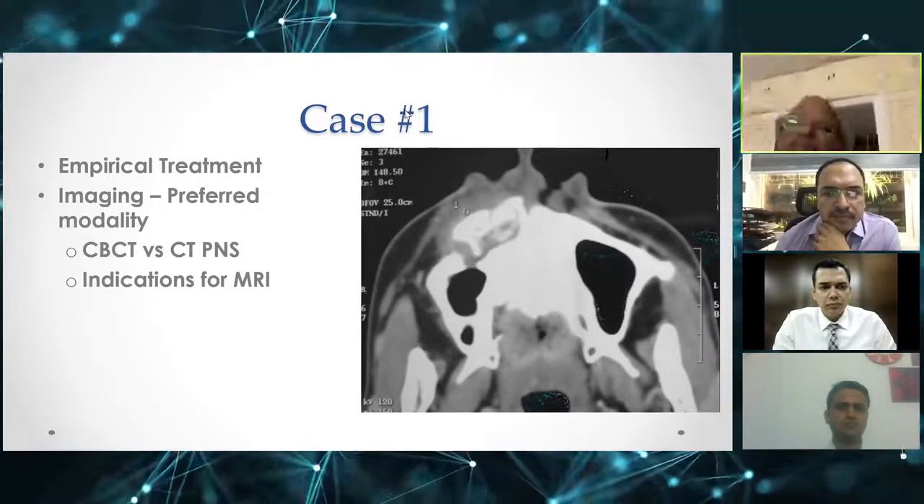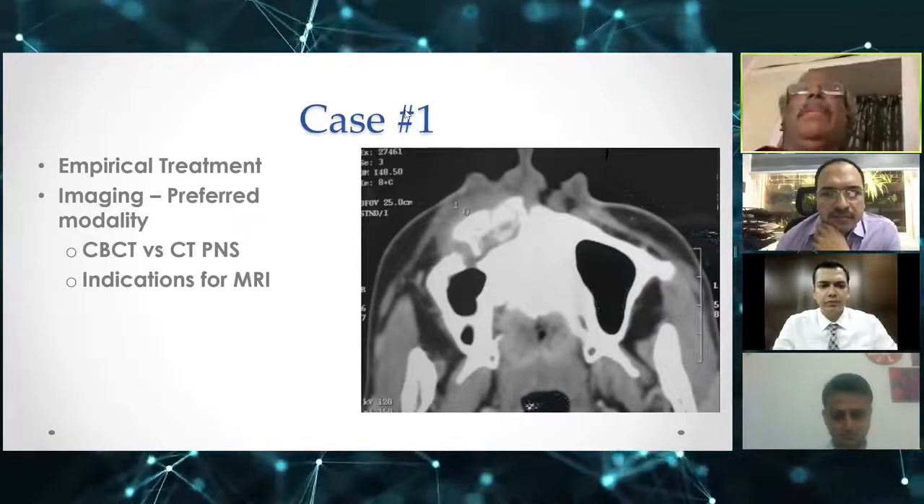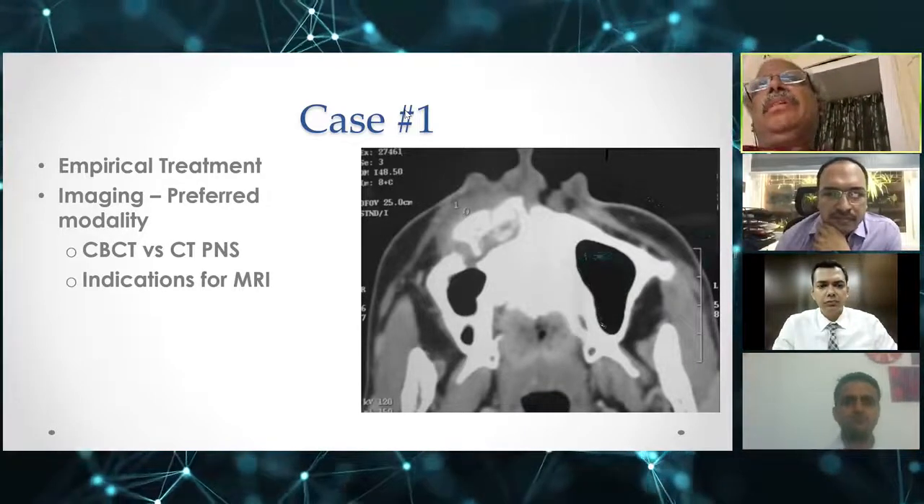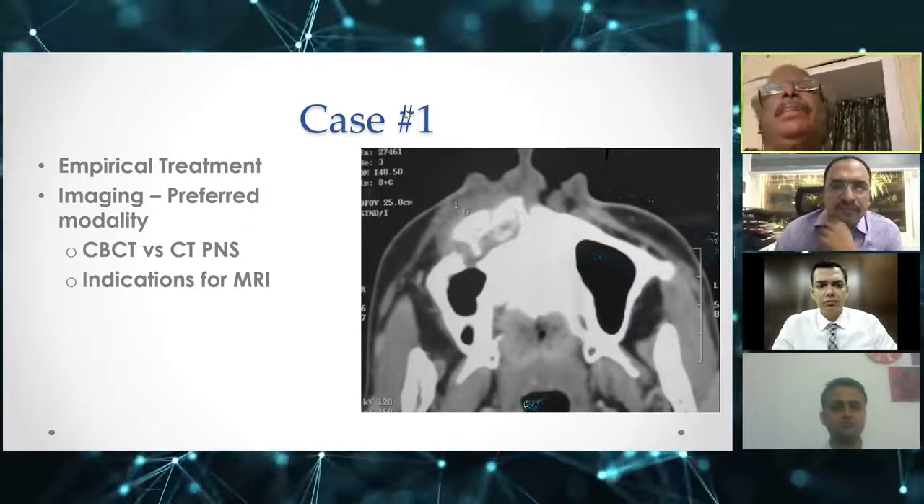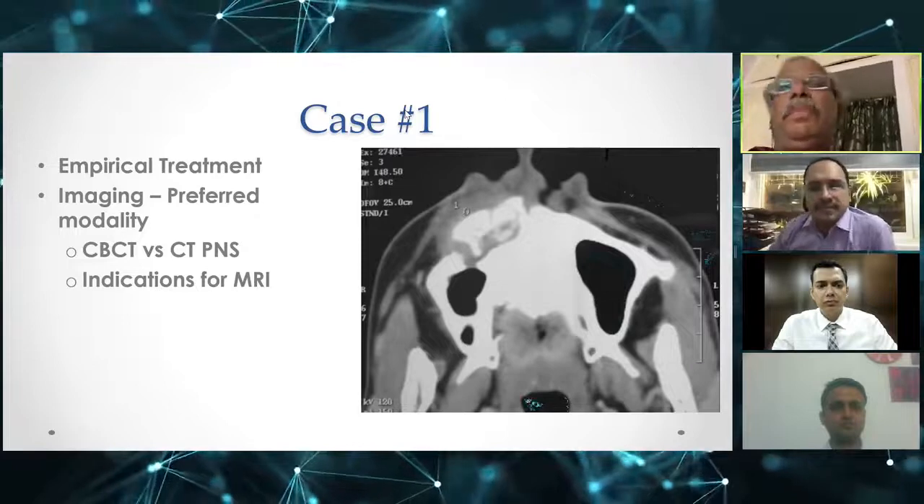So in such cases, yes, an MRI is necessary. But in a case which is confined within the maxilla and the zygoma and everything, I think a CT scan probably would be sufficient.